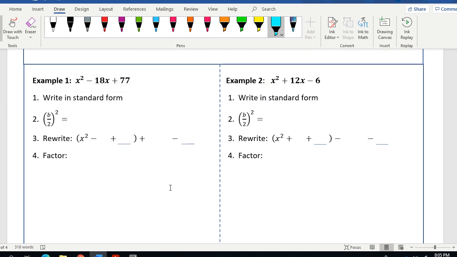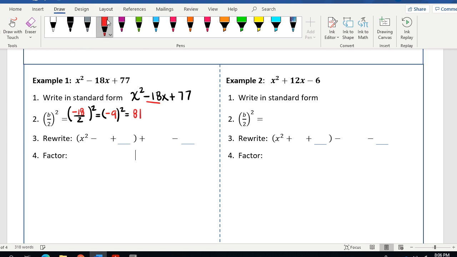Okay, so first example, let's just go to it so we can dive right in. I have x squared minus 18x plus 77. First step, write it in standard form. So x squared minus 18x plus 77, which it was in standard form. Second step, I'm going to take my b, which is negative 18. I'm only taking the number, not the x. I'm going to divide it by 2 and square it. Well, negative 18 divided by 2 is negative 9. And negative 9 squared is a positive 81.